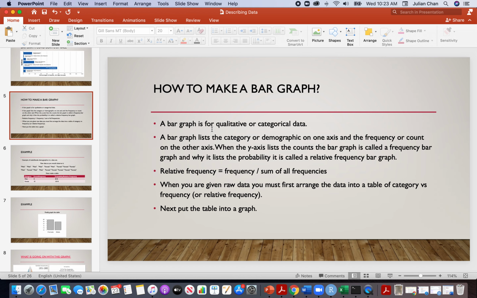When we list the counts, the bar graph is called a frequency bar graph. And when it lists the probability or proportion, it's called a relative frequency. So it doesn't matter if we use frequency or counts, they're fine. And relative frequency, which is an estimation of probability, is the number of occurrences divided by the total number of observations, the sum of all frequencies. When you're given raw data, you must arrange your data into a table, as we saw before, and then you can put the table into a graph.